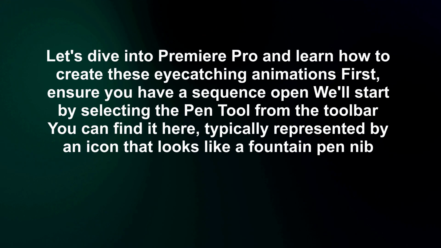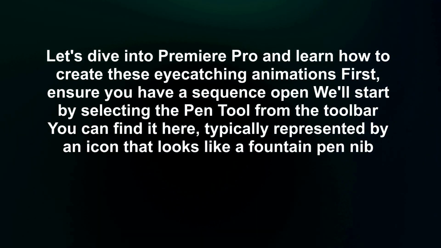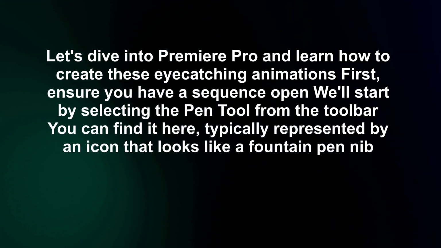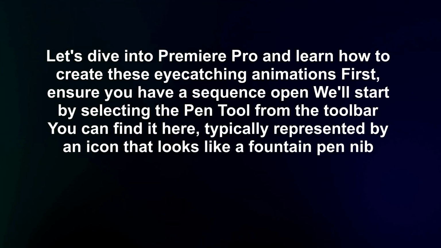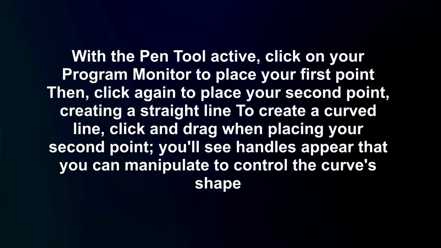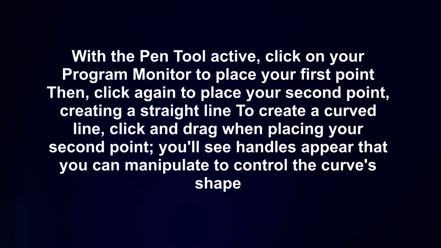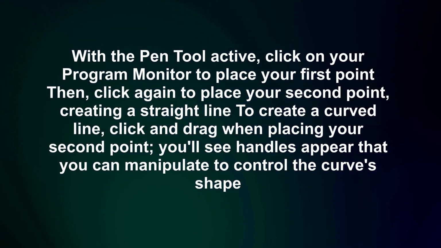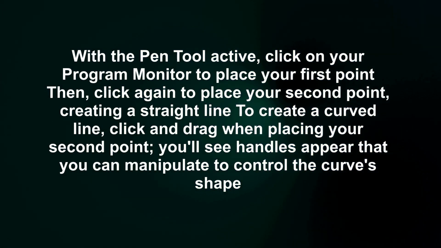We'll start by selecting the pen tool from the toolbar. You can find it here, typically represented by an icon that looks like a fountain pen nib. With the pen tool active, click on your program monitor to place your first point, then click again to place your second point, creating a straight line.